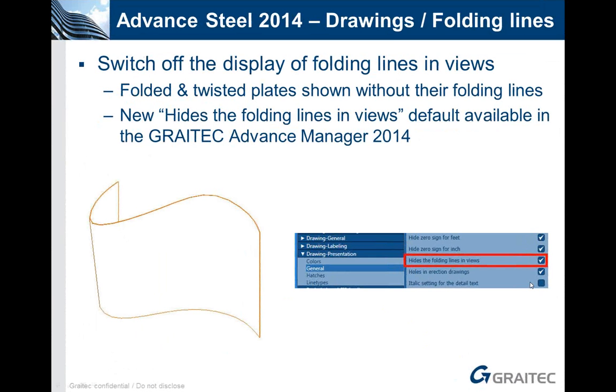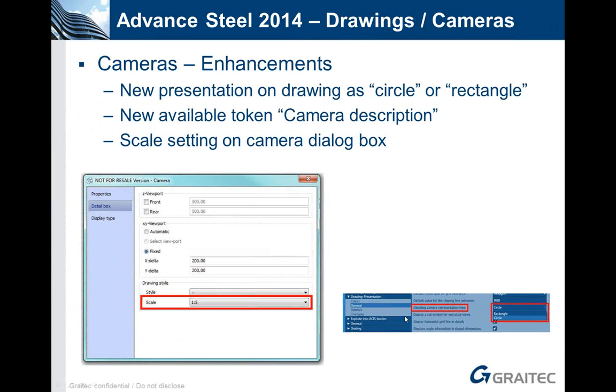Some additional possibilities coming with Advanced 2014. There is a new default available in the Advanced Manager so that you can hide the folding lines in the views on your general arrangement drawing. So it gives a nicer result on your drawing by not displaying all the individual folding lines.